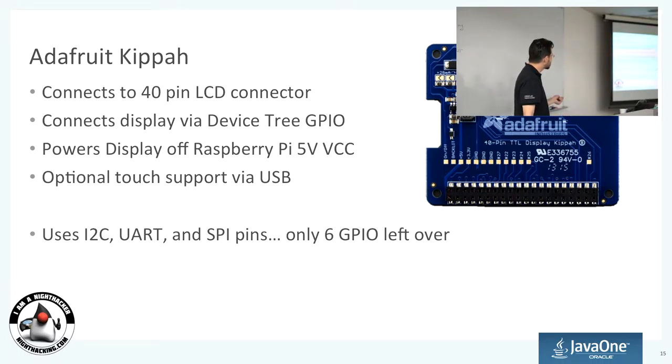The challenge with this is it's good because it's fast and it's very energy efficient. You're just remapping pins, so it's a native LCD interface, and it supports touch as well. The problem is it uses all of your GPIO pins. So you only have 6 GPIO pins left over once you put the device tree file in.